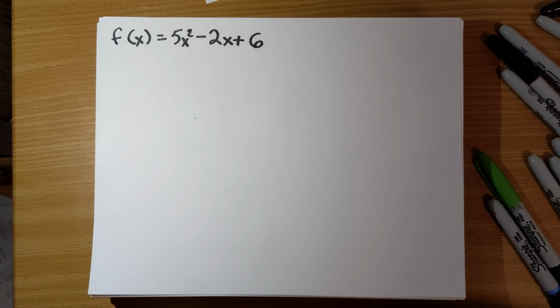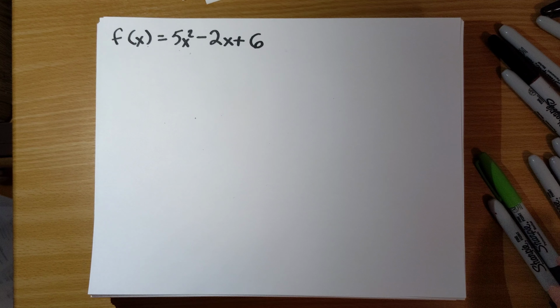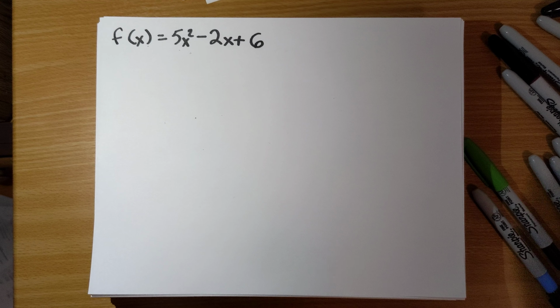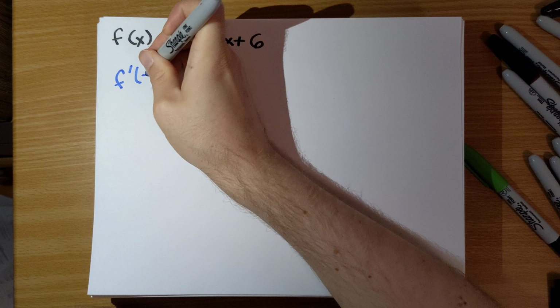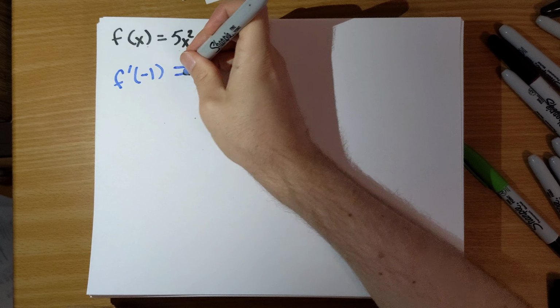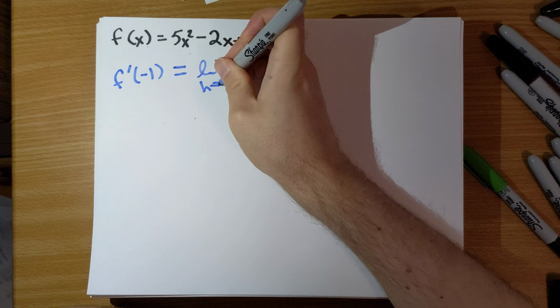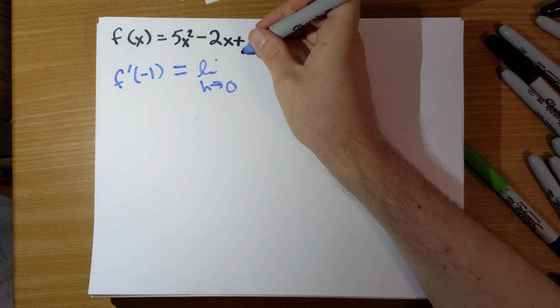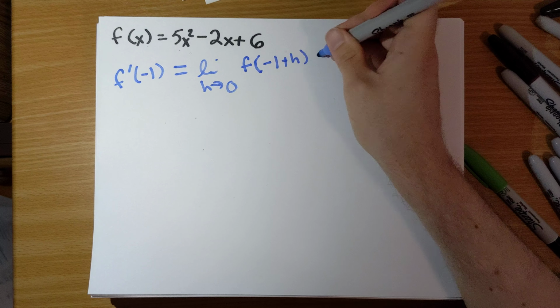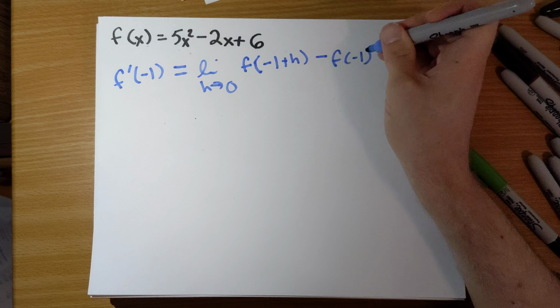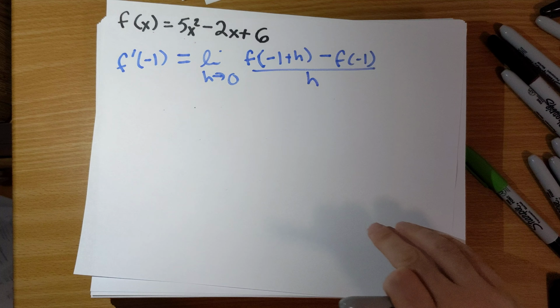Let's use the definition of the derivative to compute f prime of -1 for this function here. So we should know the limit definition of the derivative. f prime of -1 here will be the limit as h goes to 0 of f of -1 plus h minus f of -1, all of that over h.